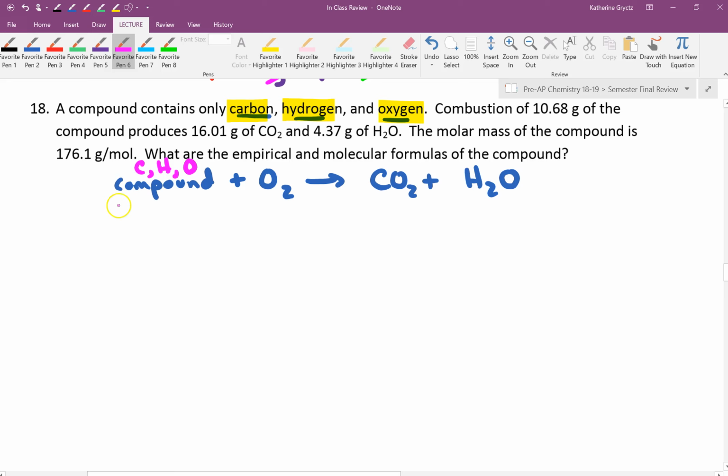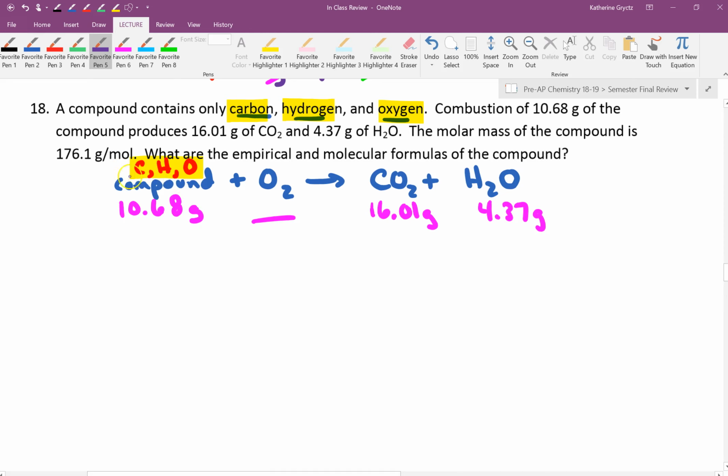But they did tell you that there was 10.68 grams of this compound, and you made 16.01 grams of carbon dioxide and 4.37 grams of water. So from what we did earlier, you can clearly tell that there's got to be some oxygen number, and you could figure out what that is from the conservation of mass. However, we don't need that number. We need the number individually of those 3 elements. So here's what I do. We need the grams of carbon, the grams of hydrogen, grams of oxygen.